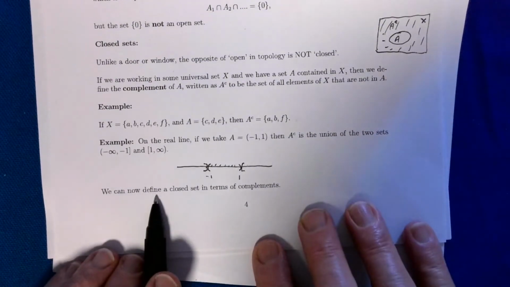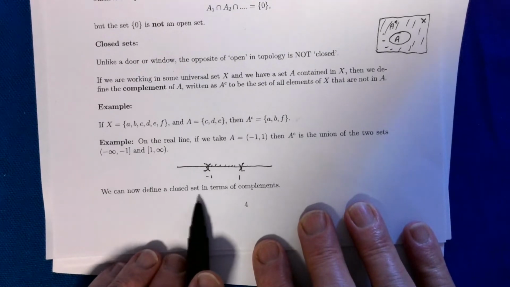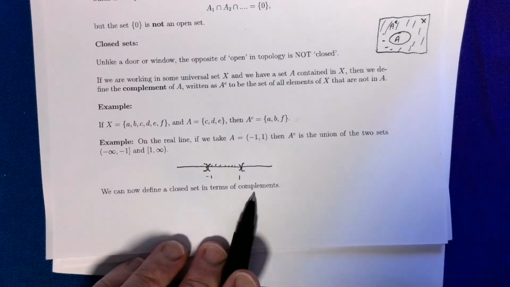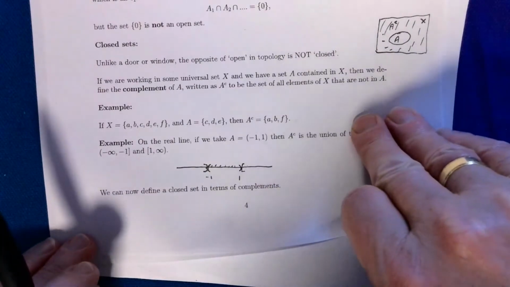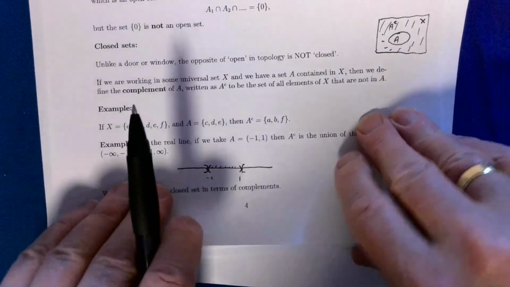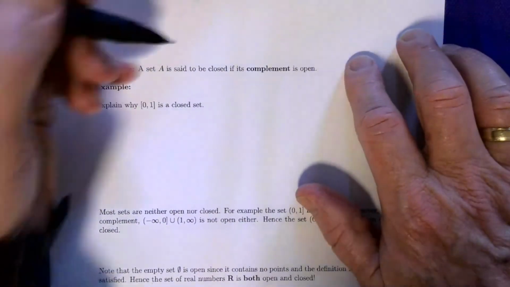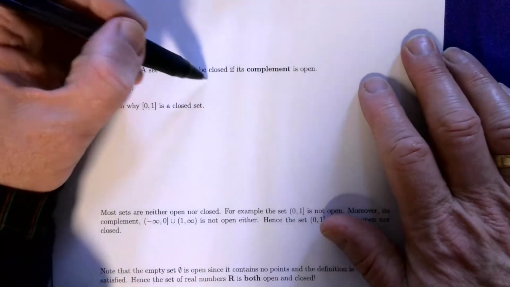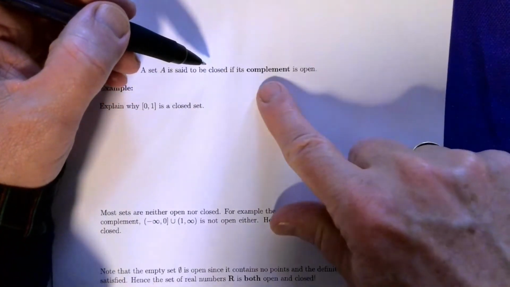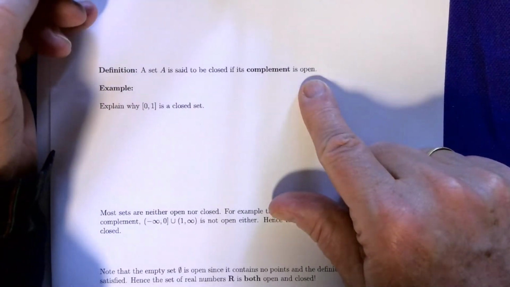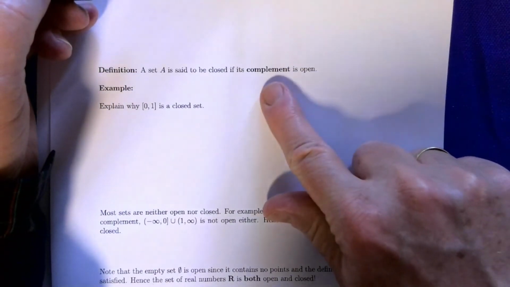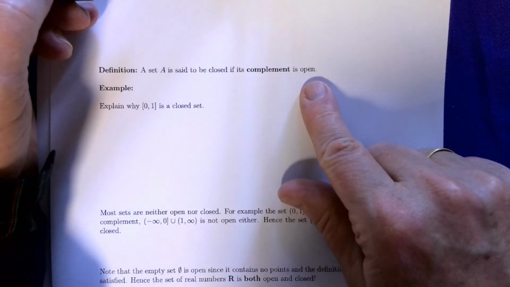We can define then a closed set in terms of complements, and that's what we're going to do now, is to define a closed set in terms of complements. So we're going to say then that a set is said to be closed if its complement is open. A set is said to be closed if the complement of that set is open.